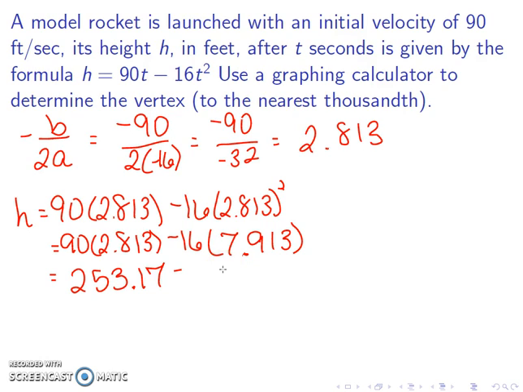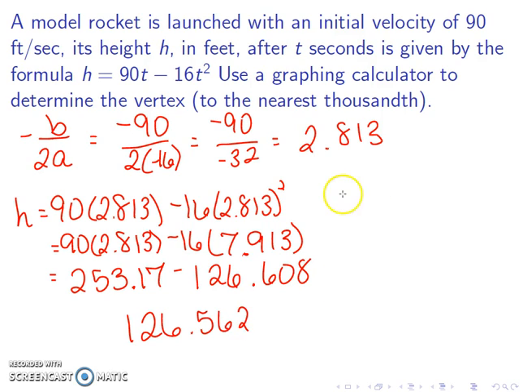And then 16 times 7.913 is 126.608. We can now subtract, and we get 126.562. So my actual vertex is 2.813, 126.562.